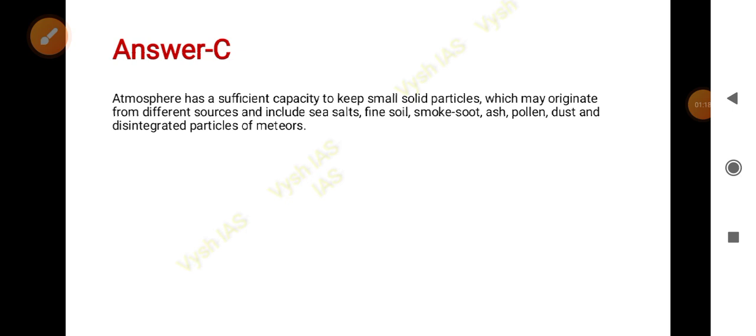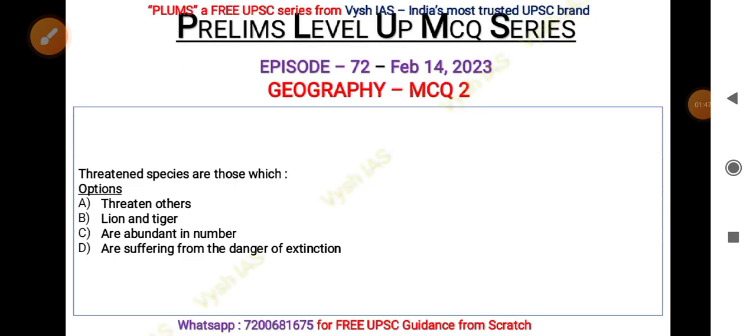So the answer is C, dust particles. The atmosphere has the sufficient capacity to keep small solid particles which may originate from different sources. These include sea salts, fine soil, smoke soot, the soot that comes out of burning something, and then there is ash, pollen, dust, and disintegrated particles of the meteors as well. Very important, very easy question, I would say. Today the questions are mostly very easy.